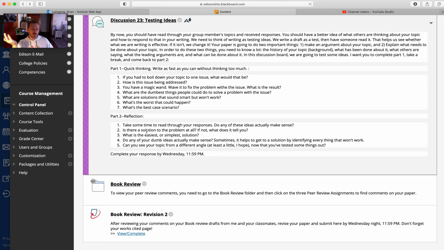So can it be solved? No. Well, not here, maybe. I don't know. What is the easiest or simplest solution? Right, so that's an interesting question to ask, because sometimes we have to find that easy, simple solution. Does your dumb idea make sense? And then let's look at your topic from a different angle now that you've tested some things out. So that's our discussion. I want you to just kind of play around with that.